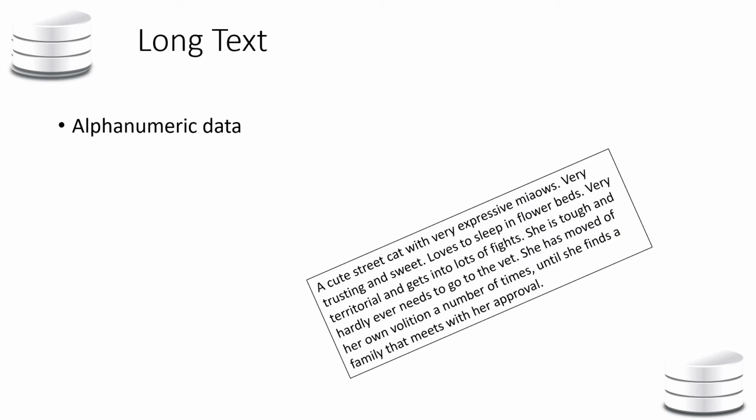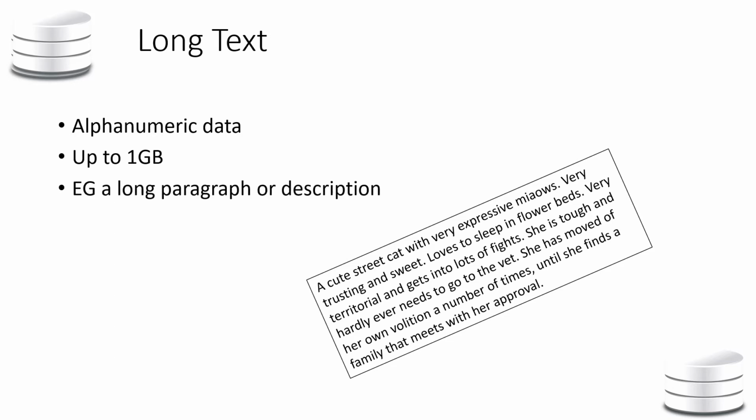Long text is also alphanumeric data. This one stores up to 1 gigabyte of text, of data. And an example is a long paragraph or a description. In our table, it's the cat's story. And in here, I've stored just a little bit more information about each cat, a little bit of detail on their lives and what they like to do and don't like.